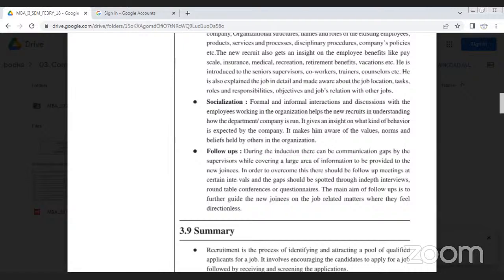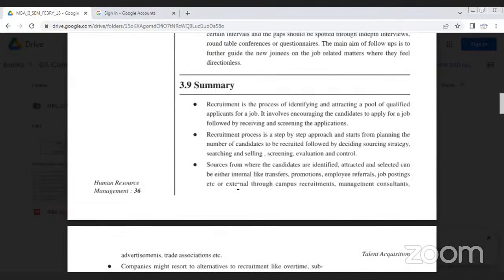Follow-ups: during the induction, there can be communication gaps by the supervisors while covering a large area of information to be provided to the new joiners. In order to overcome this, there should be follow-up meetings at certain intervals and the gaps should be filled.